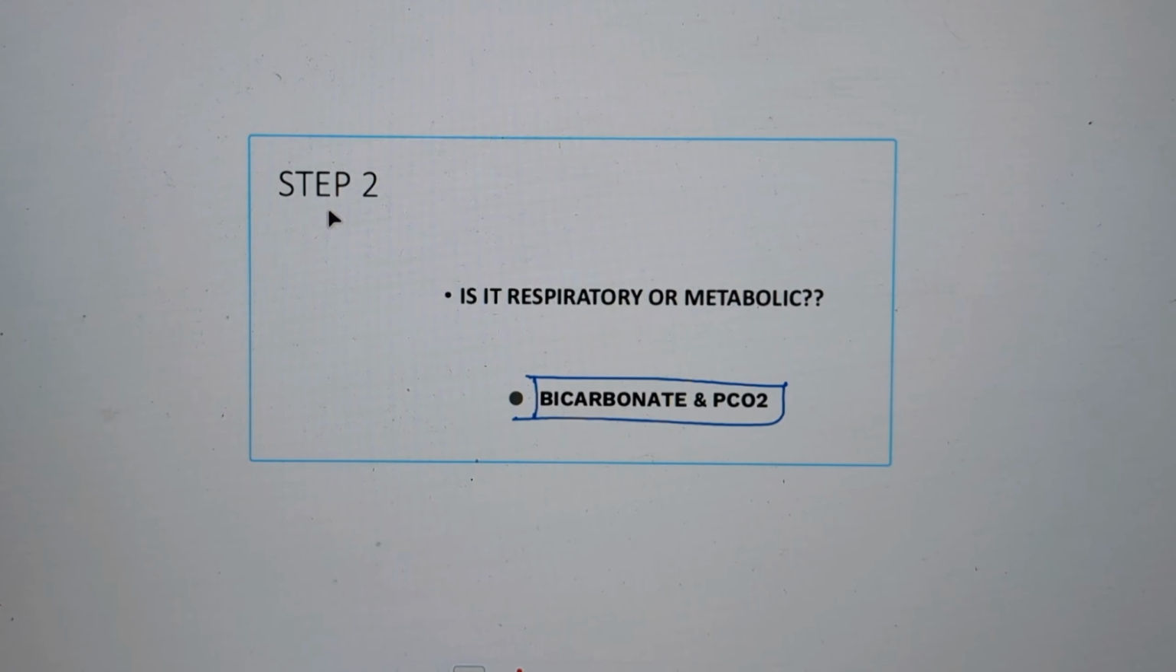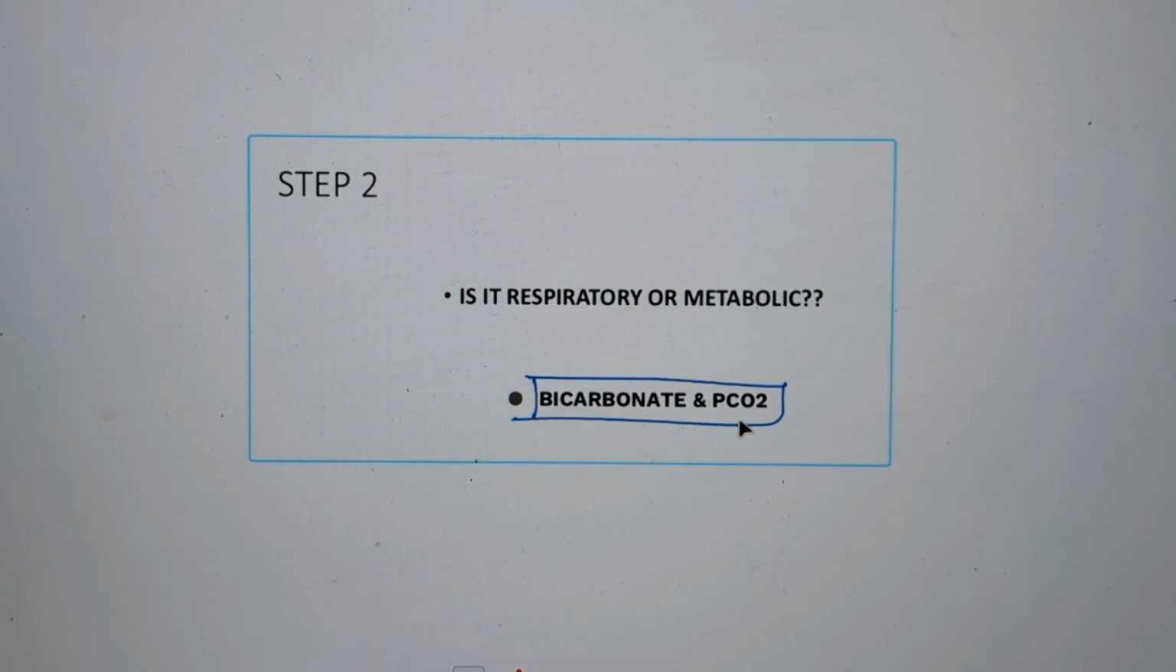Step 2. Determine whether the disorder is metabolic or respiratory. To identify the primary disorder, examine bicarbonate and PCO₂. Bicarbonate is a major plasma buffer. In case of acidosis, a decrease in bicarbonate allows metabolic acids to accumulate. So, low bicarbonate equals metabolic acidosis.